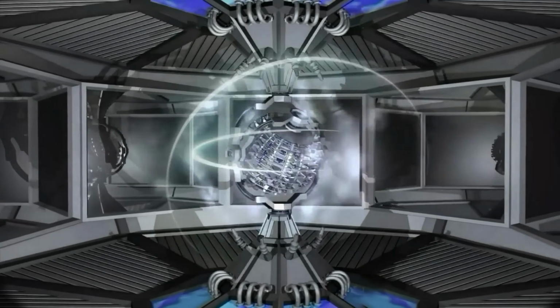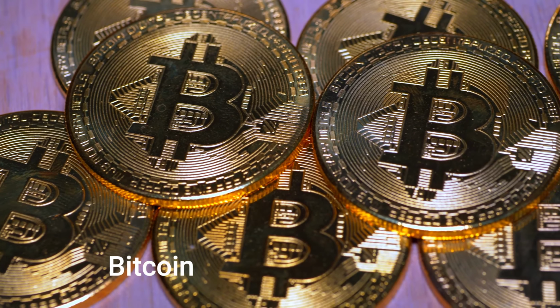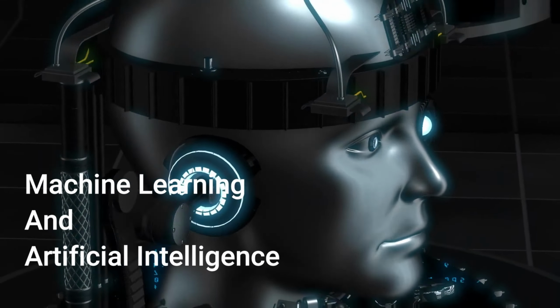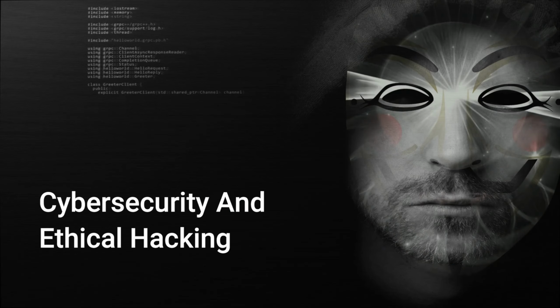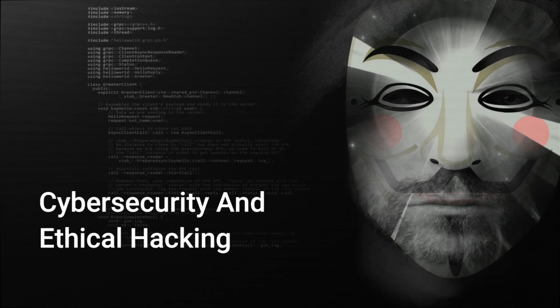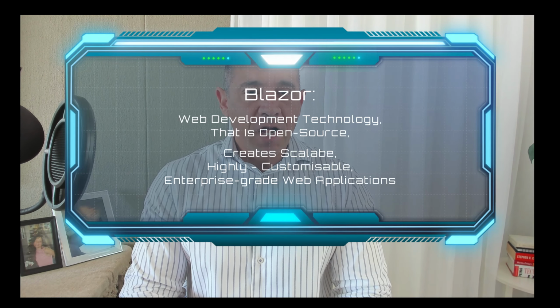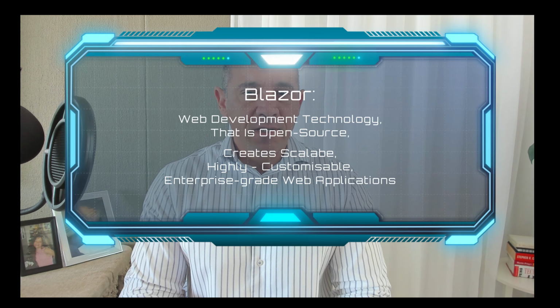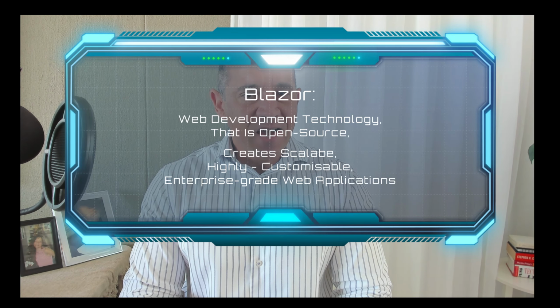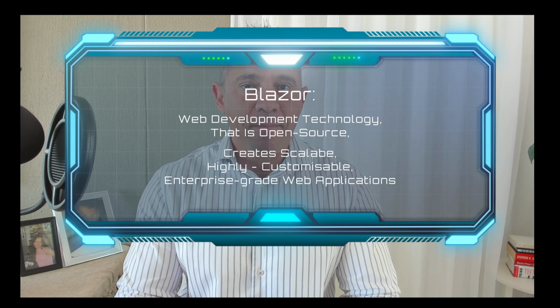And in recent years, I've gone back to my technical roots, so to speak, and these days my areas of focus include things like Bitcoin, machine learning and artificial intelligence, cybersecurity and ethical hacking, and just general web application development using tools like Blazor. Blazor is a modern suite of open source web development technologies that help you quickly build full stack, scalable, and highly customizable enterprise-grade web applications.